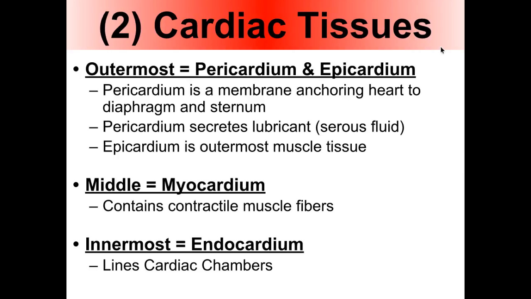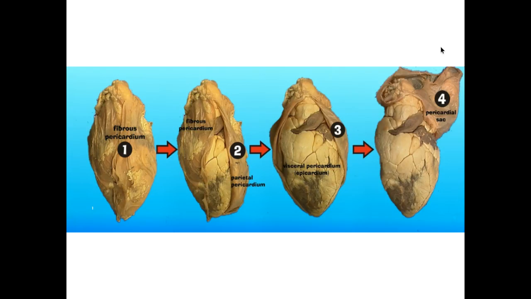So remember, the pericardium, or epicardium, is the outermost layer of the heart. And it has serous fluid to keep that membrane from sticking to the myocardium. Myocardium is the middle of the heart, and that's the actual heart muscle. And the endocardium is that inner lining of the heart muscle. That's where the blood pumps, and it lines each chamber of the heart.